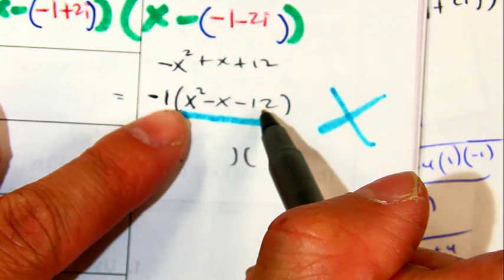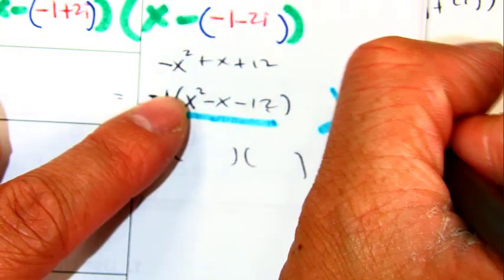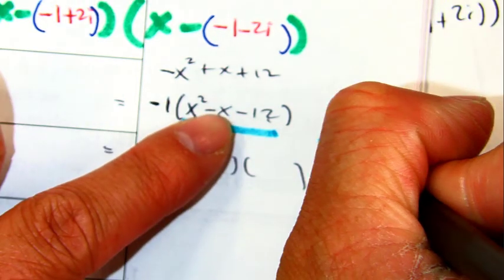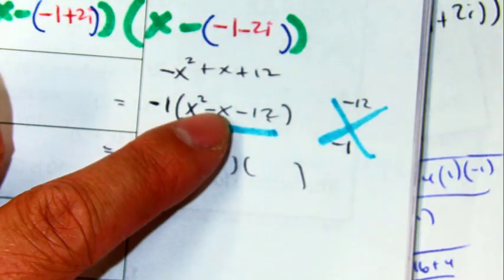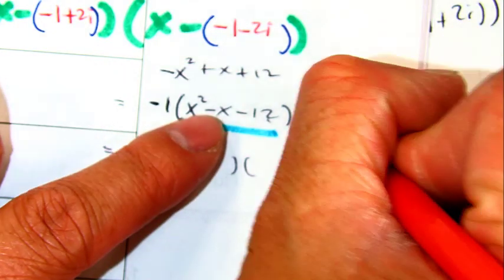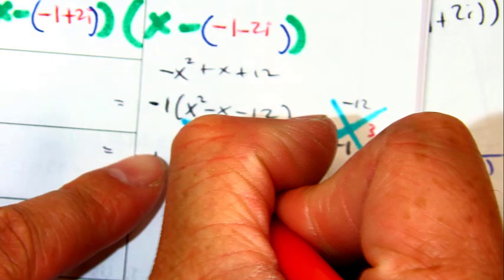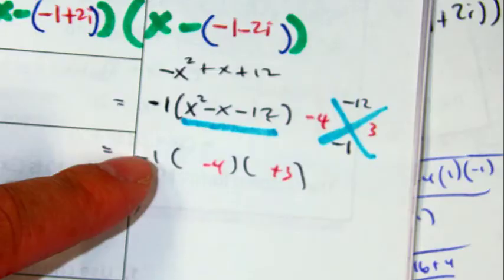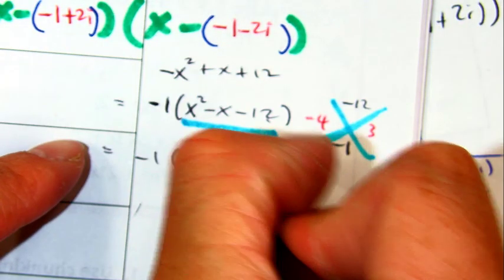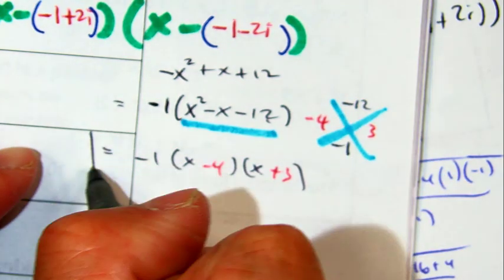Inside the parentheses I have a times c, which is negative 12. B value is negative 1. My 2 numbers that multiply to be negative 12 are 4 and 3, but they must add to be negative 1, so this will be a minus 4. And this would be my answer in factored form.